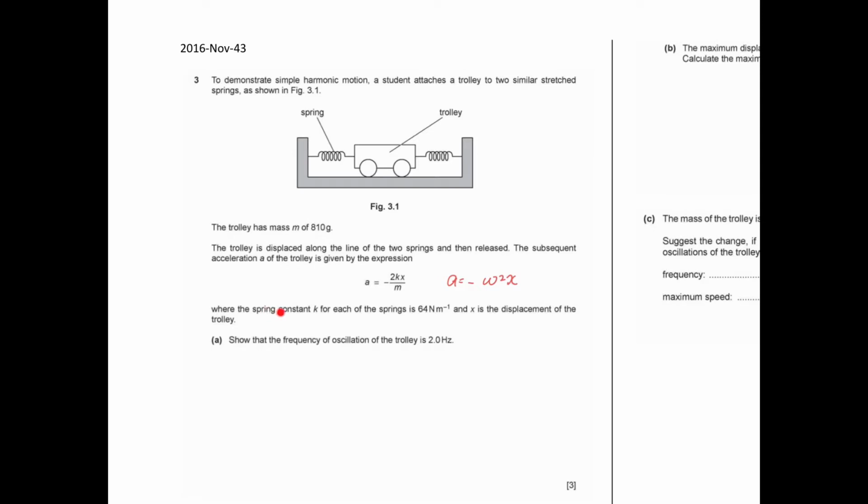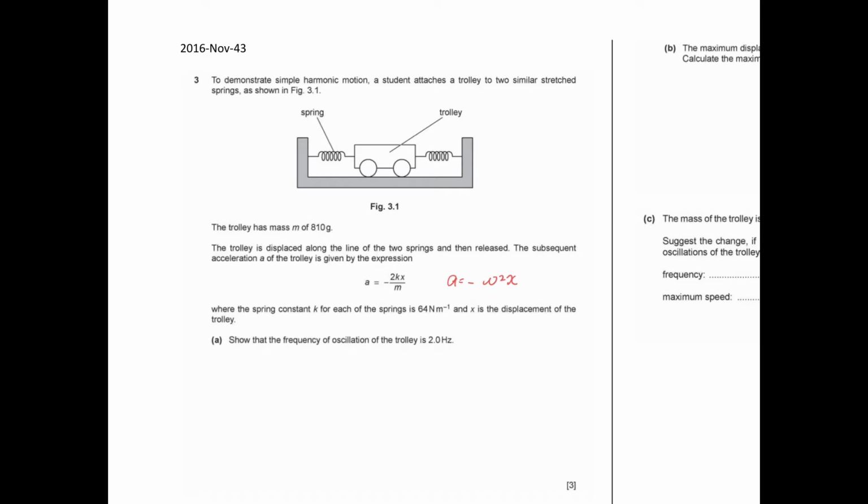Where the spring constant k for each of the springs is 64 newton per meter. That means the k is 64. And x is the displacement of the trolley. Show that the frequency of oscillation of the trolley is 2.0 hertz. It depends on how familiar you are with the formula actually.